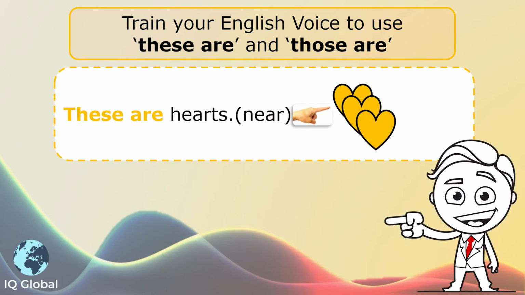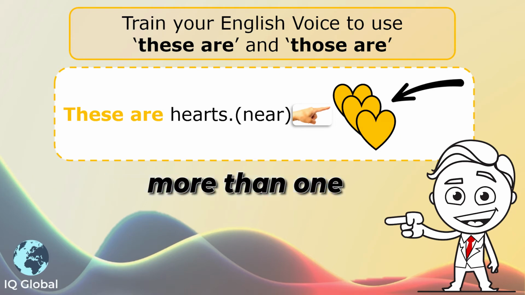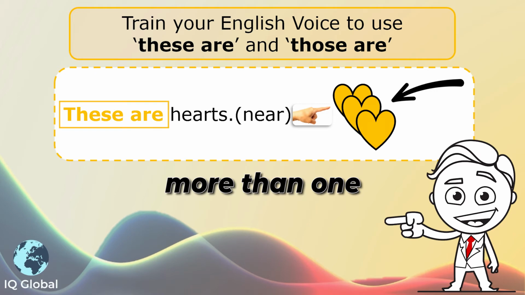Have a look at these examples. Sentence 1. These are hearts. So have a look at the picture of the hearts. There is more than one. So we use these are because they are near. They're close.